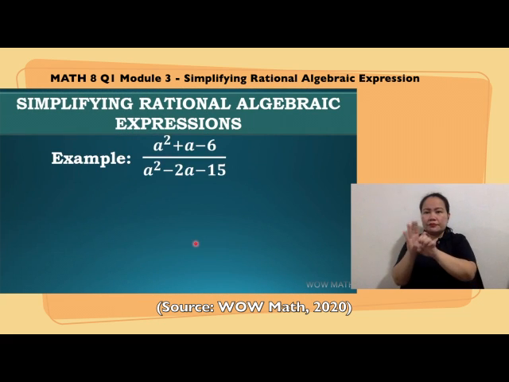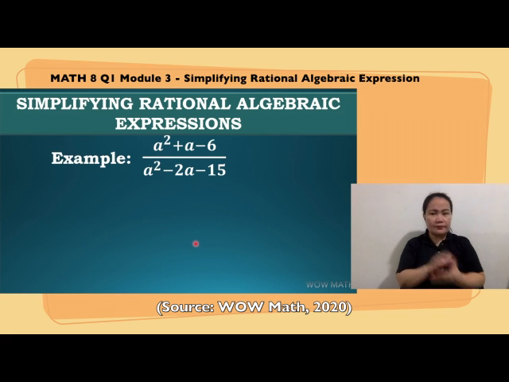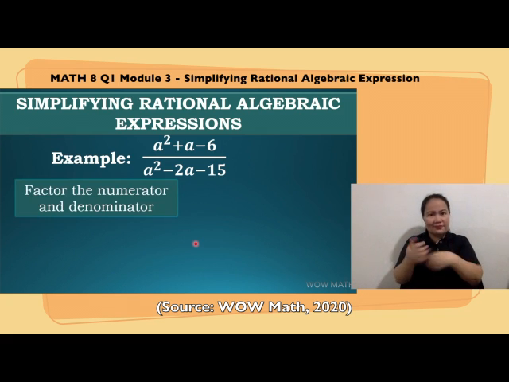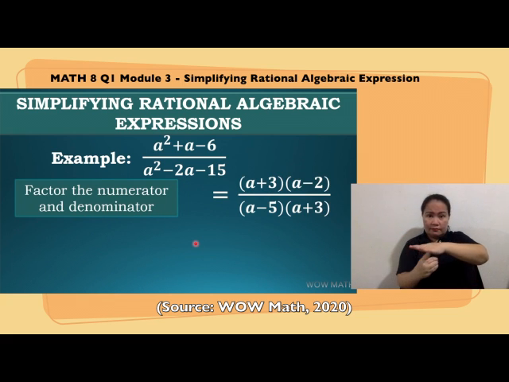Another example, I have a squared plus a minus 6 all over a squared minus 2a minus 15. So these two are both factorable. So let us factor the numerator and denominator. Now, ang numerator natin, this is also a general trinomial. So we will have a plus 3 times a minus 2. Also, our denominator, that is a minus 5 times a plus 3.